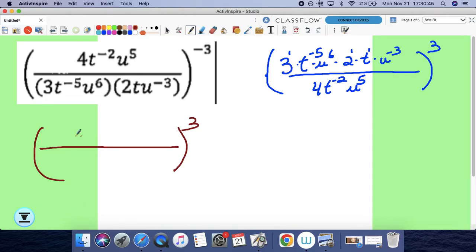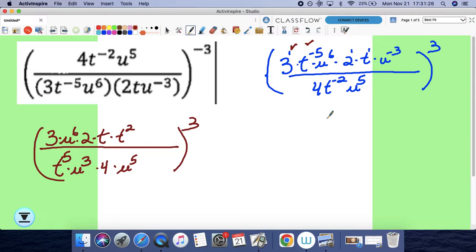Okay, so 3 to the first power stays as it is. T to the negative 5 power, I'm going to throw it downstairs, becomes positive. Check, check. U to the 6 stays up. 2 stays up. Let me put a dot. I'm going to multiply that later. T stays up. U to the negative third power, it goes down, becomes positive. 4 is in the denominator, stays in the denominator. T to the negative second will go up. And then u to the 5th will stay down, right? So if you are positive, you stayed in the denominator. If you're not positive, I threw you upstairs to the numerator.